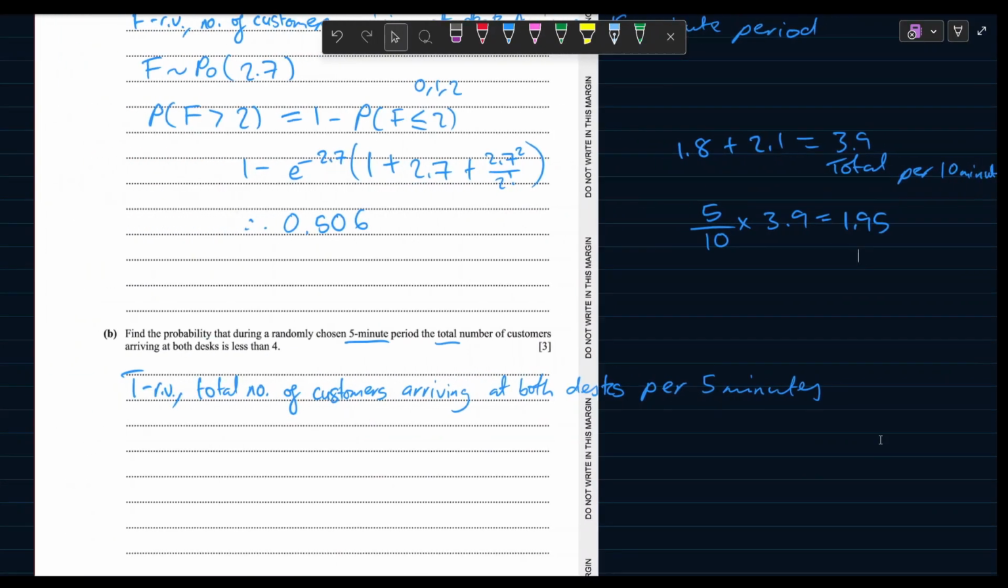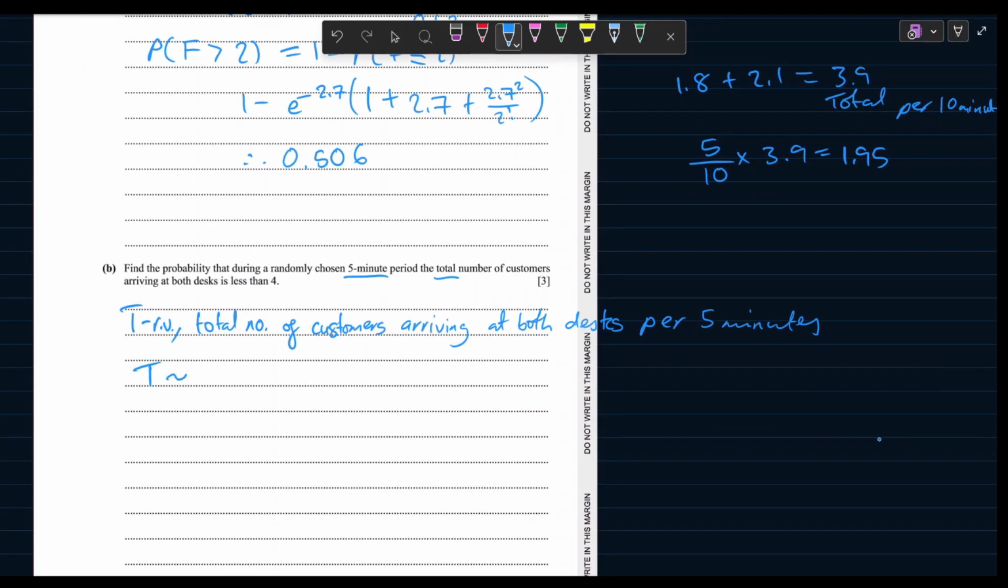It means our lambda is going to be 1.95. So T follows a Poisson distribution with lambda 1.95, and we want the probability that T is less than 4. So the probability that T is less than 4, this means we're going to take 0, 1, 2, and 3. Okay, so that's e to the negative 1.95 times 0 is going to be 1, plus 1 is going to be just lambda, so 1.95. 2 is 1.95 squared over 2 factorial, plus 3 is 1.95 cubed over 3 factorial.